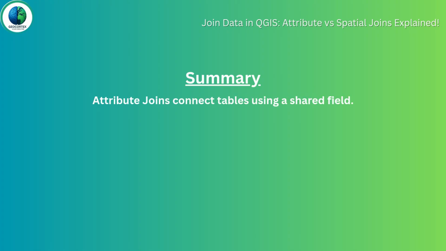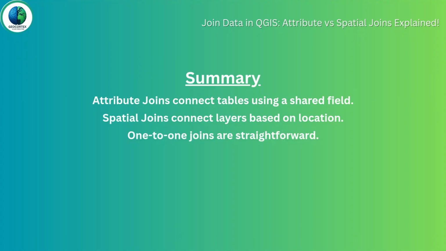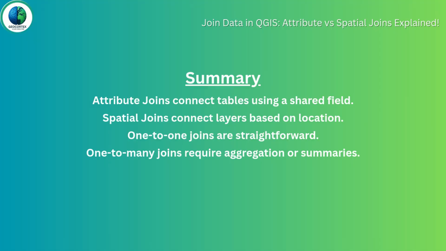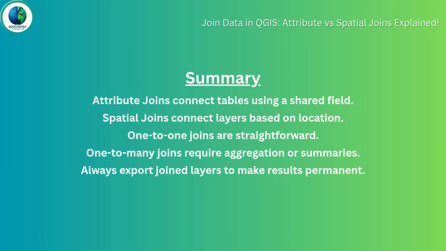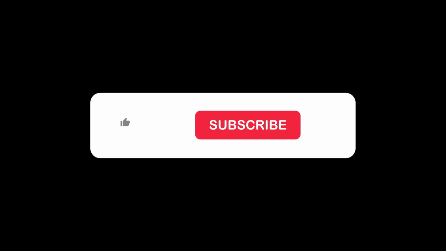Let's recap. Attribute joins connect tables using a shared field. Spatial joins connect layers based on location. One-to-one joins are straightforward. One-to-many joins require aggregation or summaries. Always export joined layers to make results permanent. Understanding joins is essential for meaningful GIS analysis.